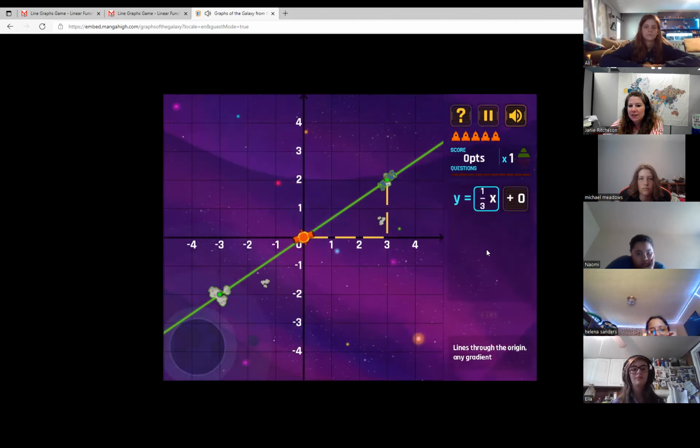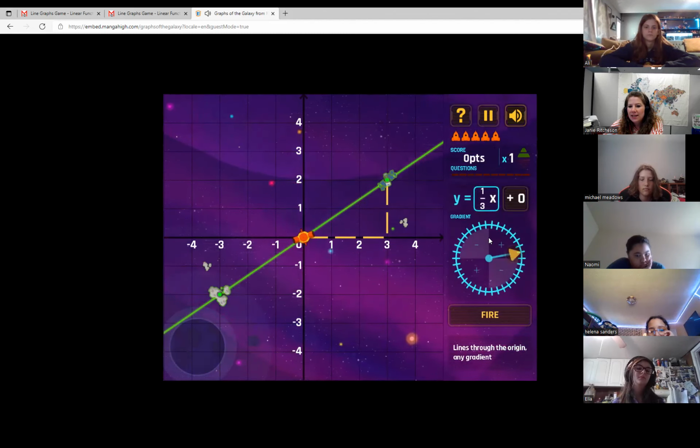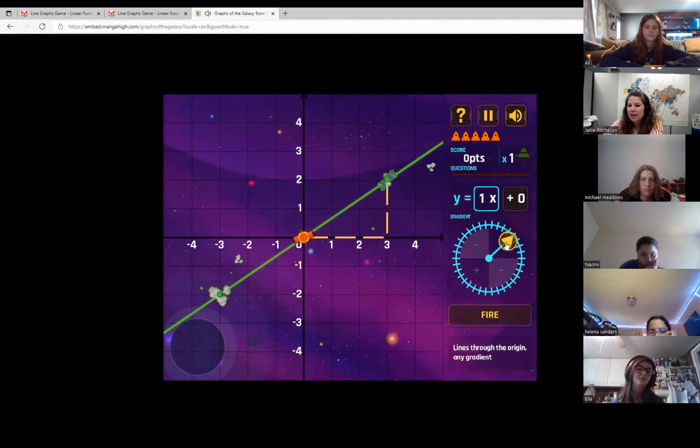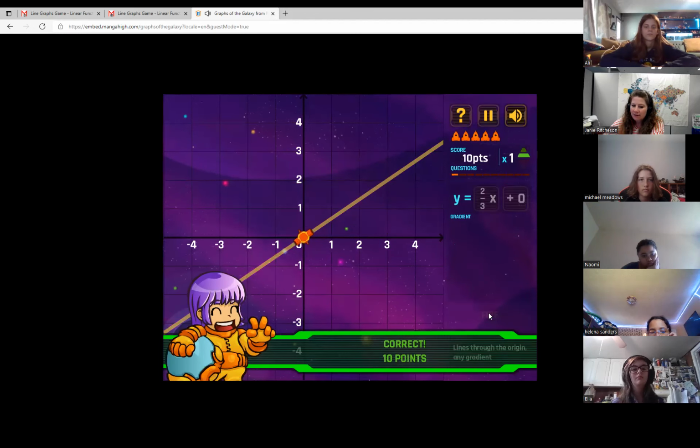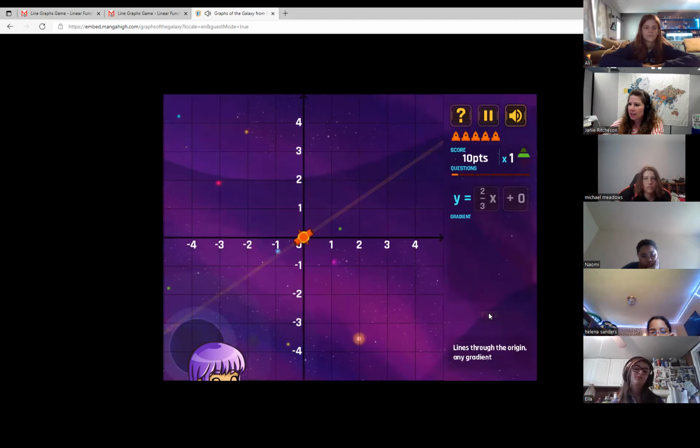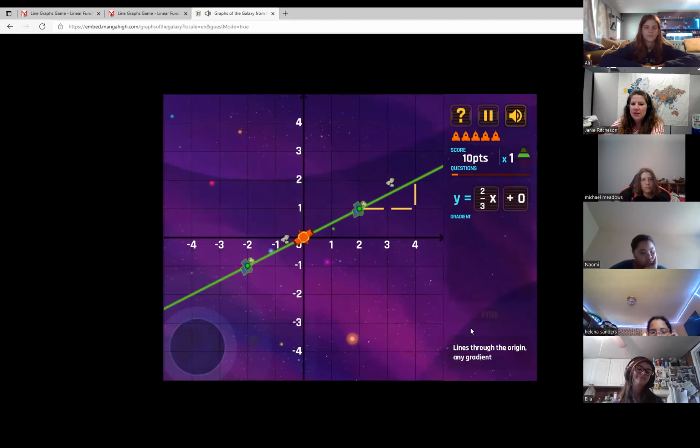So I'm clicking down here and changing it. I want it to say 2/3. You're just dialing it with this arrow. Okay, guys, so I'm finding 2/3. My origin is correct, my y-intercept, and I'm firing. Yes, and I'm right. Okay, and so that's how you do this.